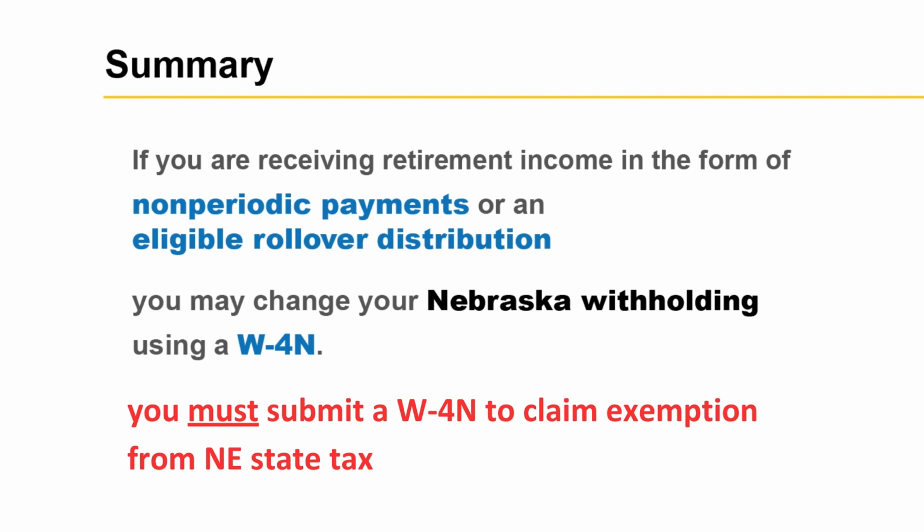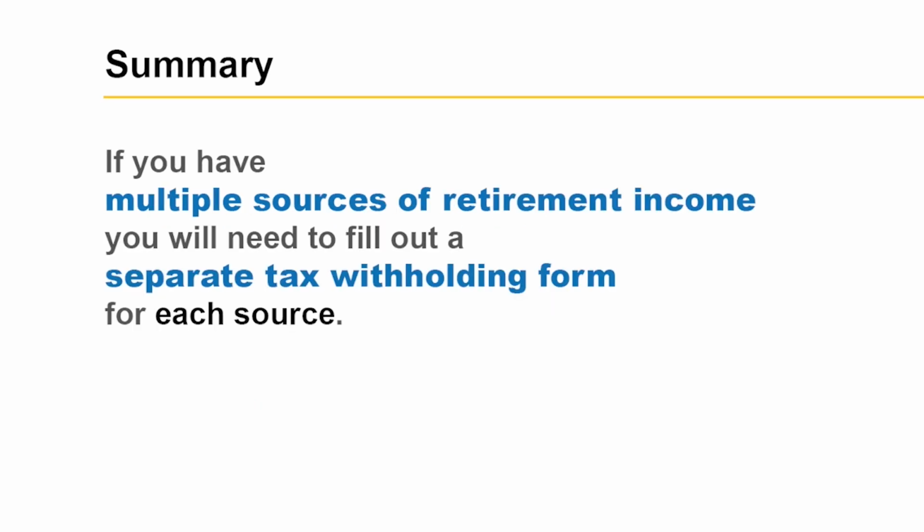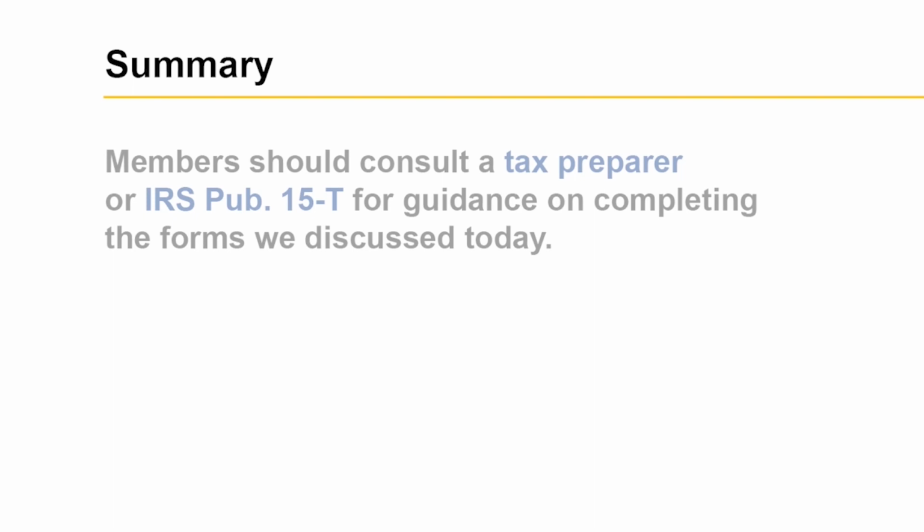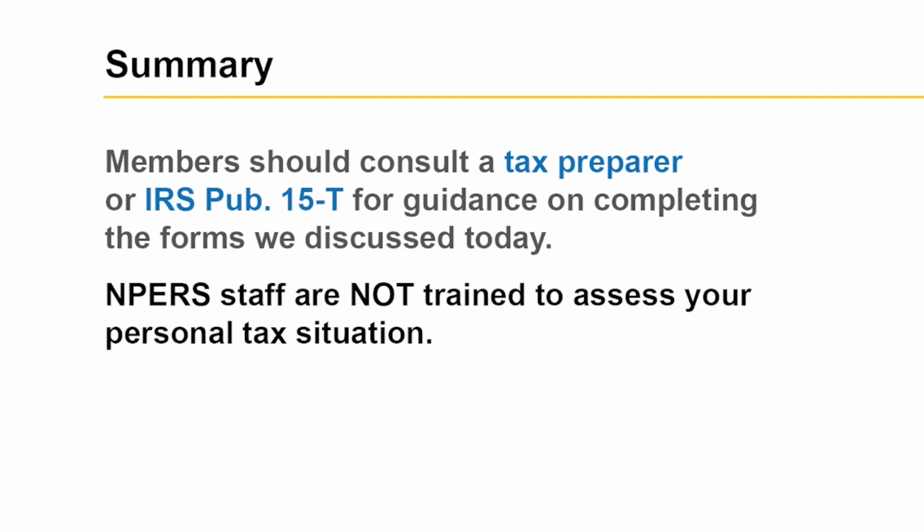If you are eligible to claim exemption from Nebraska state tax, you must submit a W4N to claim that exempt status. Keep in mind that if you have multiple sources of retirement income, you will need to fill out a separate tax withholding form for each source. Members should consult a tax preparer or IRS Publication 15T for guidance on completing the forms we discussed today. NPERS staff are not trained to assess your personal tax situation.